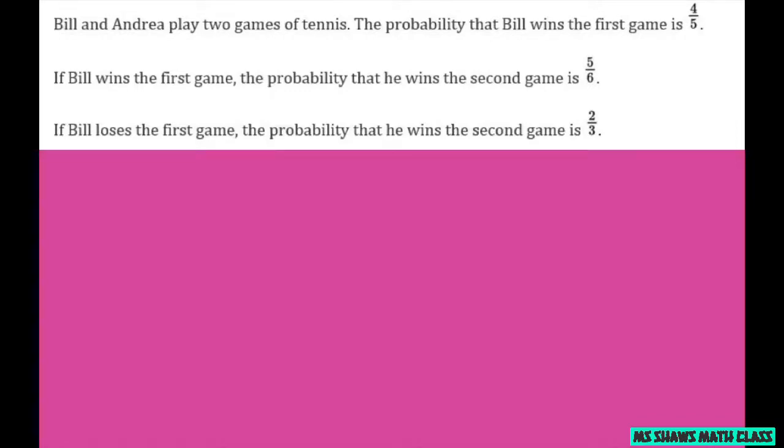Bill and Andrea play 2 games of tennis. The probability that Bill wins the first game is 4/5. If Bill wins the first game, the probability that he wins the second game is 5/6. If Bill loses the first game, the probability that he wins the second game is 2/3.